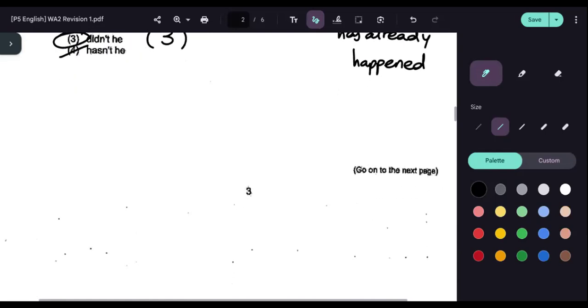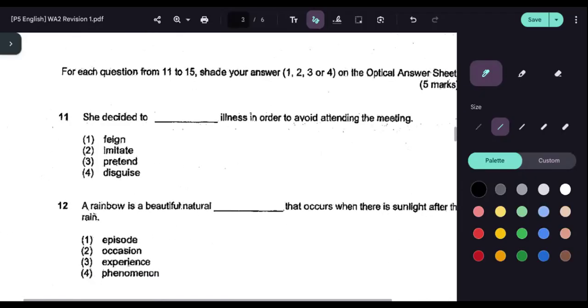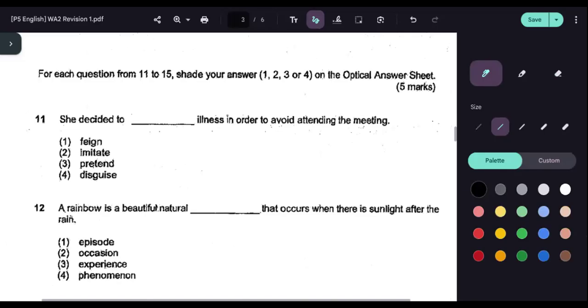Okay, wait, before I move on, any questions? Okay, if there are any questions raised, you all may type in the comments and I'll try my best to answer. If there are no questions, let's move on. Okay, same thing. I don't have OAS over here.